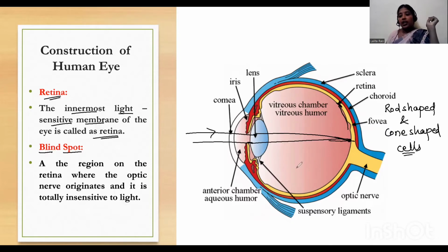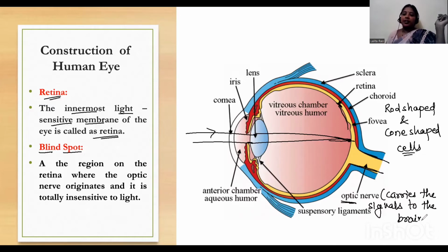Now, the blind spot. Can you see here, there is an optic nerve. There is a place on the retina from where the optic nerve originates. This optic nerve carries the signals to the brain. It converts those images into electrical signals and carries those signals to the brain, and then our brain interprets it and helps us to see and identify the different objects that we see.